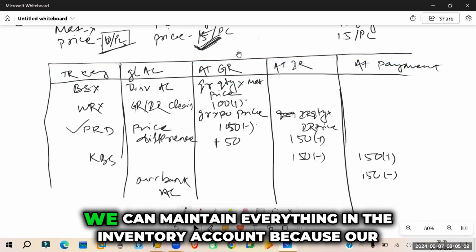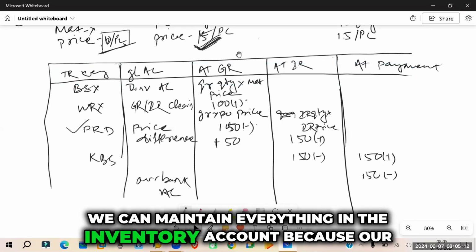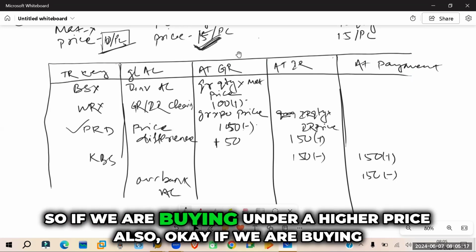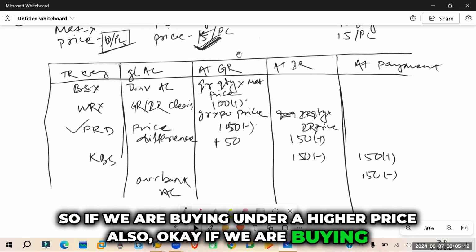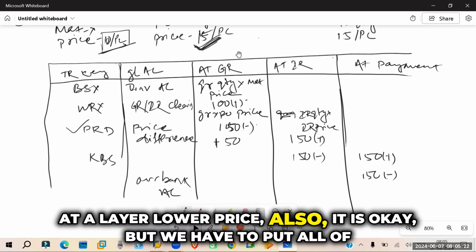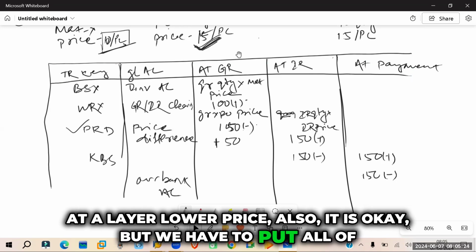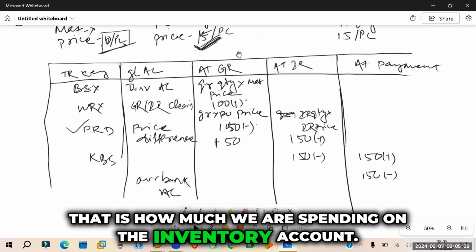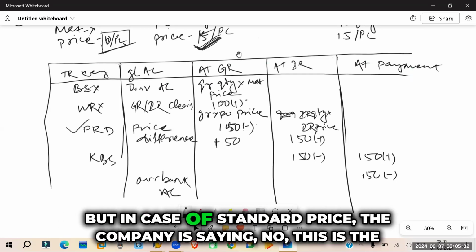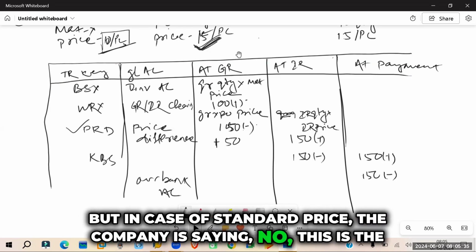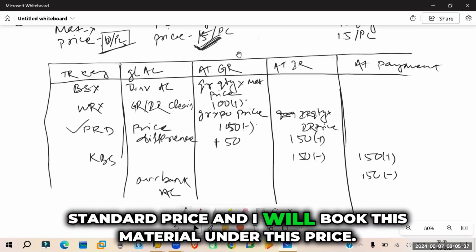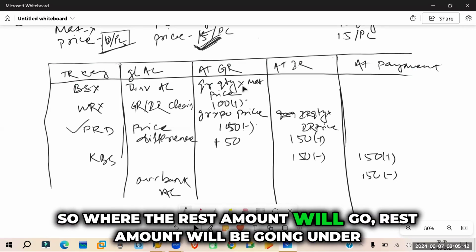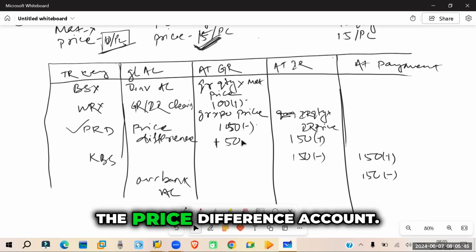Only at the time of GR there is a difference in case of standard price and moving average price. With moving average price, we can maintain everything in the inventory account, because we understand the price will change. If we are buying at a higher price it is okay, and at a lower price also okay, but we put everything into our inventory account. But in case of standard price, the company says this is the standard price and I will book this material at this price. So the rest of the amount will go under the price difference account.